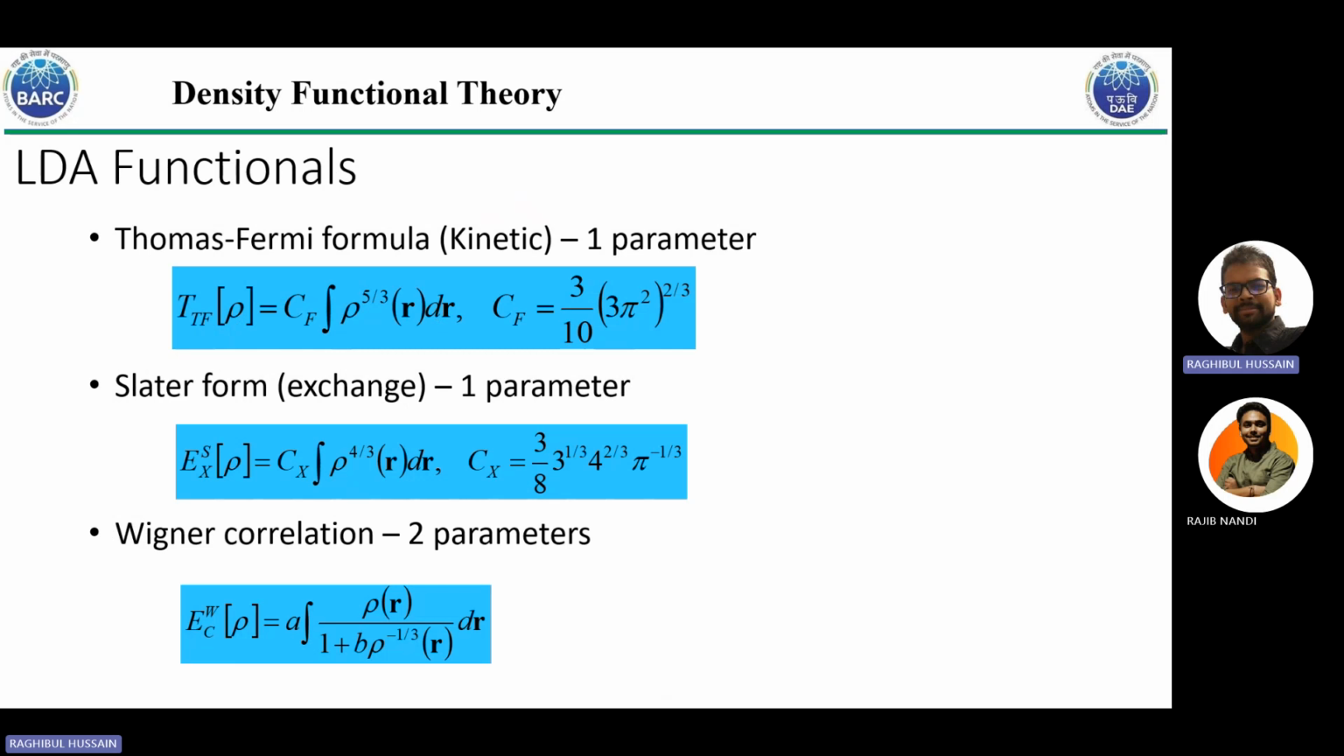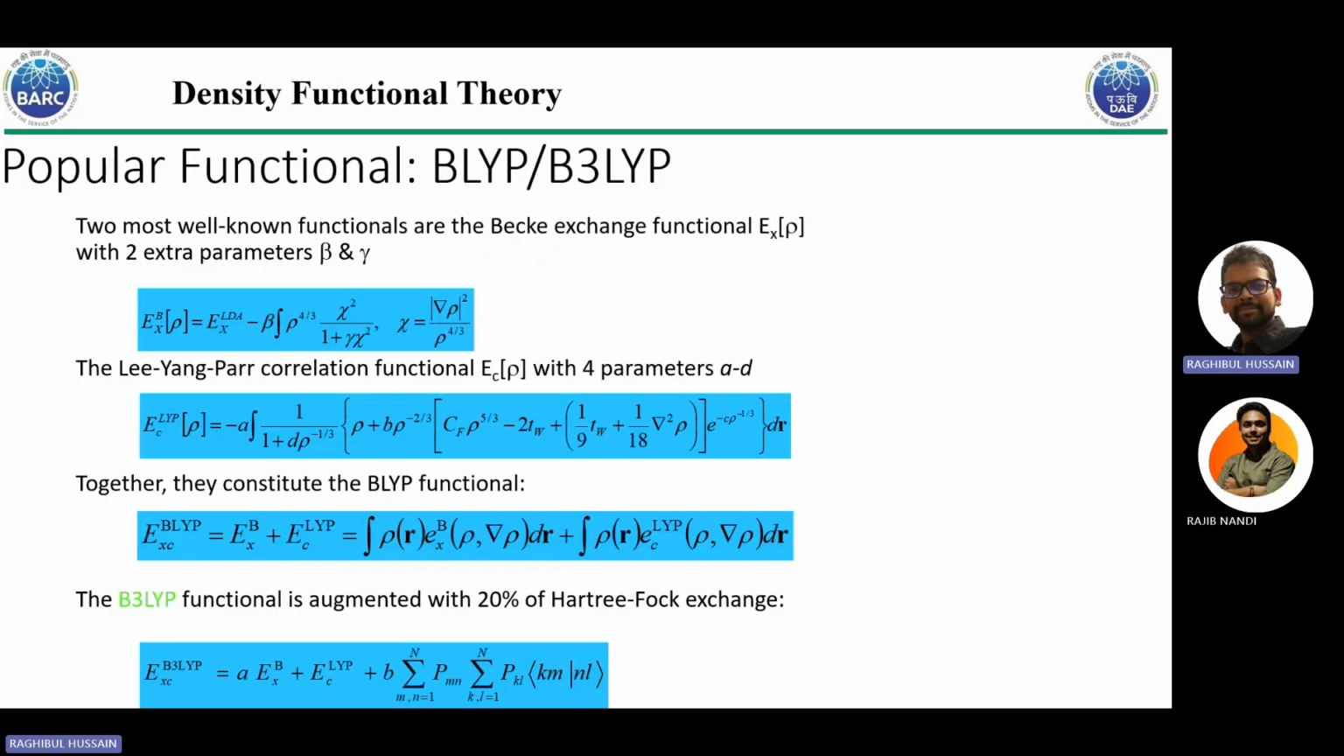Now, for the LDA functional, people have used different ones: Thomas-Fermi, then Slater, then Wigner. I am not going to talk about the details. Then, as I was talking about the different popular functionals, maybe those who are working right now with DFT mostly use B3. Is anybody using B3? Some people should say yes. Why are you using B3? It worked very nicely.